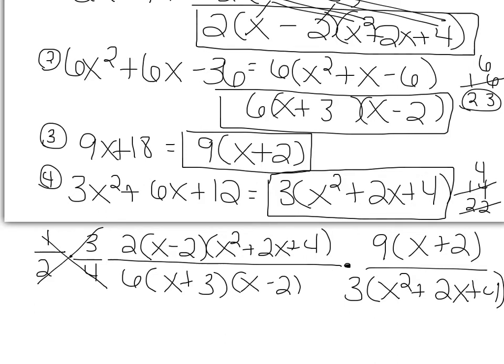So let's see what cancels. So we've got x plus 2 and an x plus 2. x squared plus 2x plus 4, x squared plus 2x plus 4. 2 over 6 ends up being 1/3. 9 over 3 ends up being 3 over 1. And this 3 actually cancels, leaving you 1 and 1. So you're left with, the only thing you have on the numerator is x plus 2.